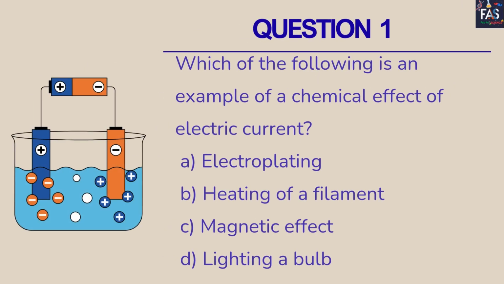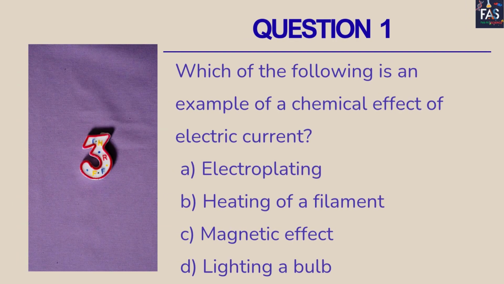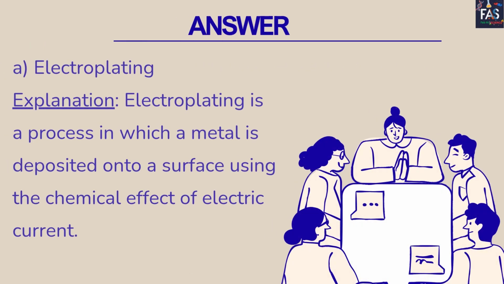Question 1. Which of the following is an example of a chemical effect of electric current? A. Electroplating. B. Heating of a filament. C. Magnetic effect. D. Lighting a bulb. Answer A. Electroplating. Electroplating is a process in which a metal is deposited onto a surface using the chemical effect of electric current.